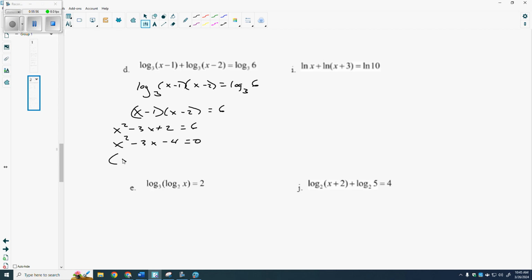I'm going to try factoring for 10 seconds, see if I can get it. Factors of 4 that subtract to give me 3, that's easy. 4 and 1. I want a negative 3. What makes this 0? Plug the negative 1 back in. Nope, makes that negative. Plug the 4 back in. That's a positive, that's a positive. X equals 4.